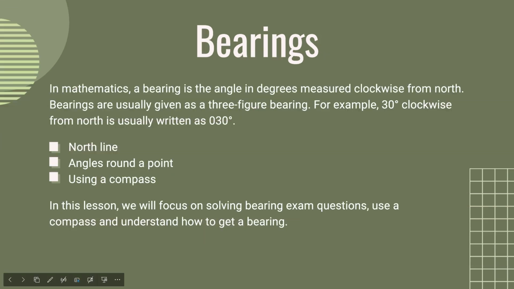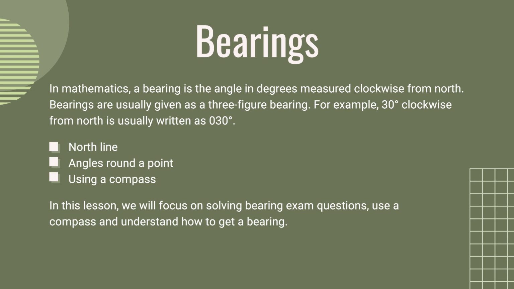So, what is a bearing? In maths, a bearing is the angle in degrees measured clockwise from a north line. Bearings are usually given as a three-figure bearing. For example, 30 degrees clockwise from the north line is usually written as 030.